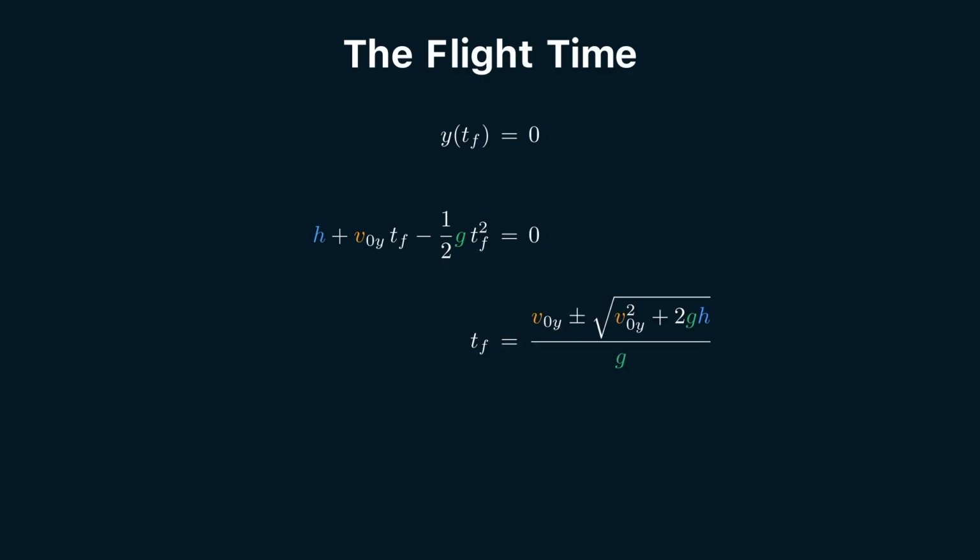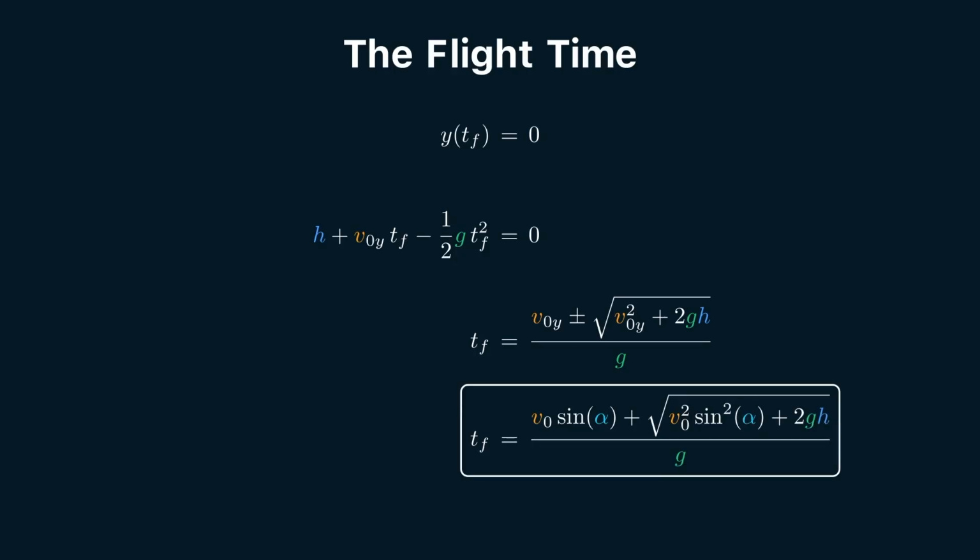And that is calculated with the quadratic formula. If we insert v0y here, we obtain the general solution for the flight time. We choose the solution with a positive root because only that one gives a positive value for the flight time.